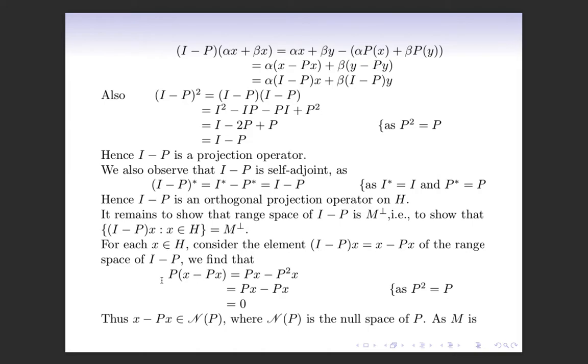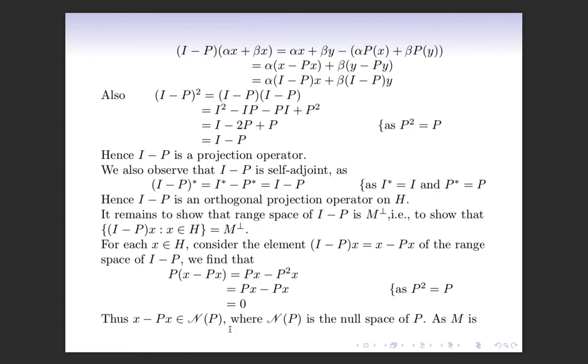We note that P of (X minus Px) is equal to Px minus P square X, because P is linear. And since P is a projection operator, P square is equal to P. So here we have Px minus Px, that is equal to 0. So this implies that P of (X minus Px) is 0. So this implies that X minus Px belongs to the null space N of P.